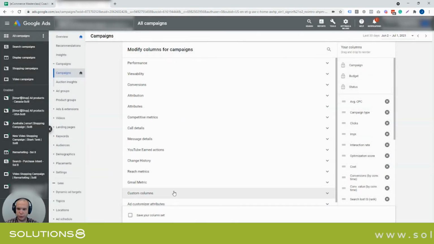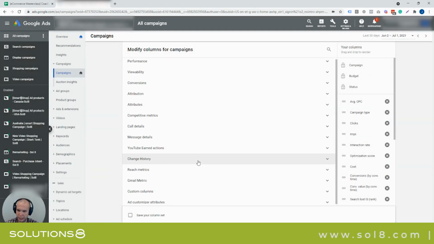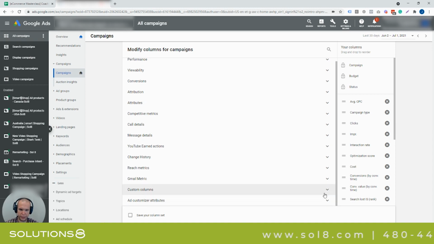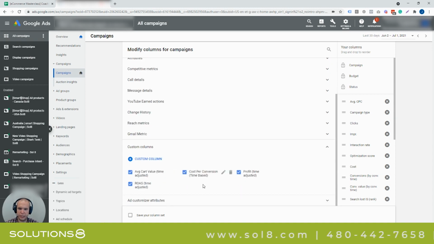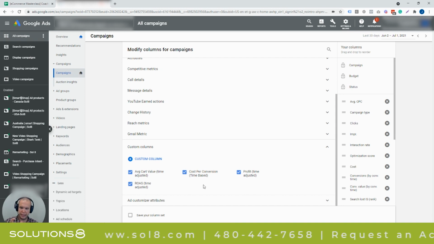So what you want to do is go into your column settings and then navigate down to the custom columns. Inside the custom columns, you're going to see four different custom columns that I put together that help me not only identify any sort of issues with the campaign, but how to set my target CPA, target return on ad spend, and then how to look at what is working well, and then how to scale that.